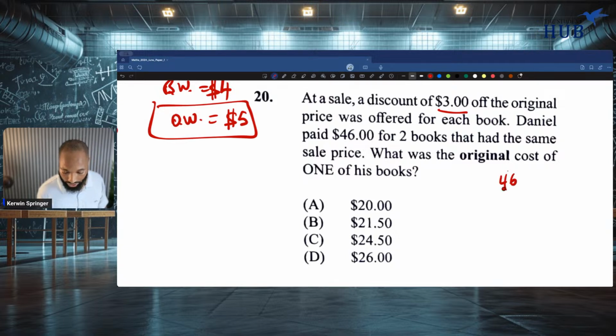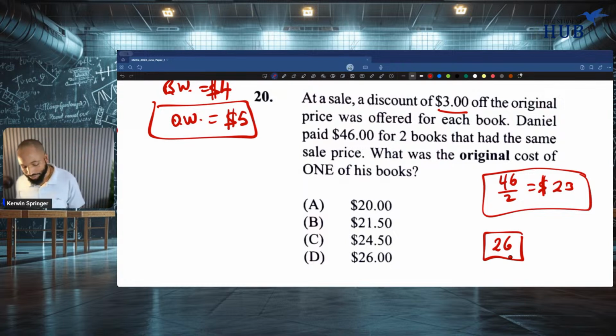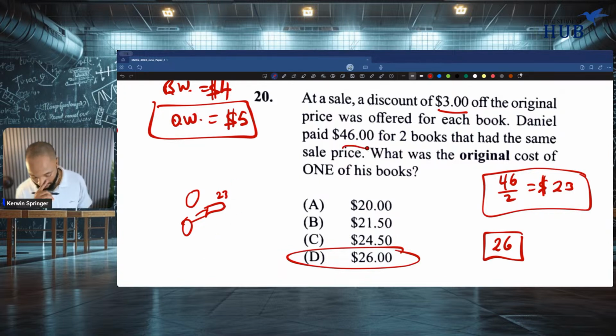46. So if I divide 46 by 2, that means $23 for one book. But this is after the discount. The original price of one book should be $3 more, which is 26. So let's double check this. If the answer is D, and he walked in the store, like Daniel, he walked in the store and he gave them $26. They say, nah, bro, take that for 23. Well, then he takes 2 books for the same 23, and that's why it comes out to $46.